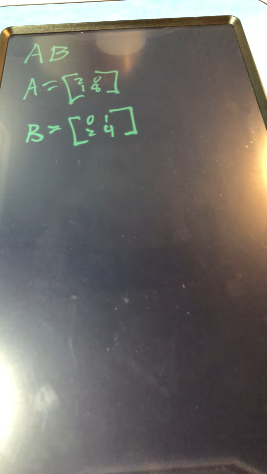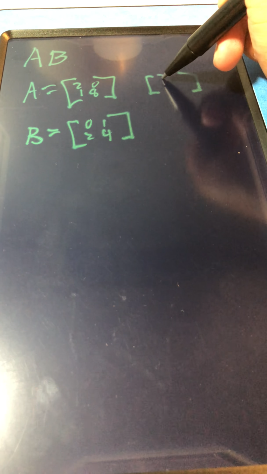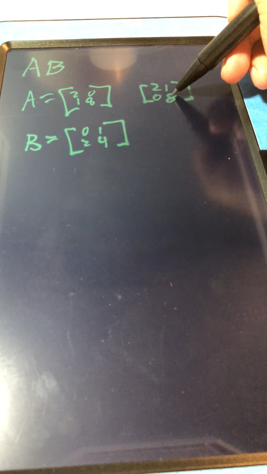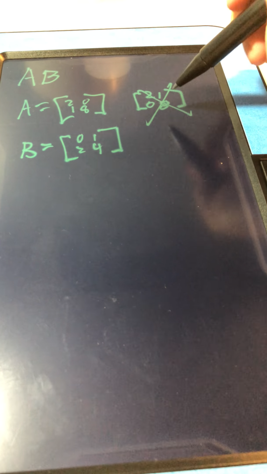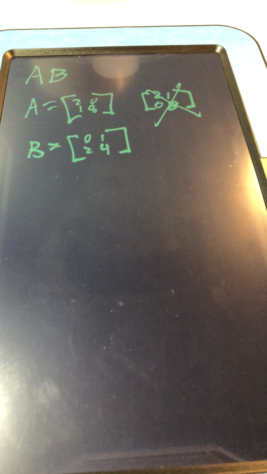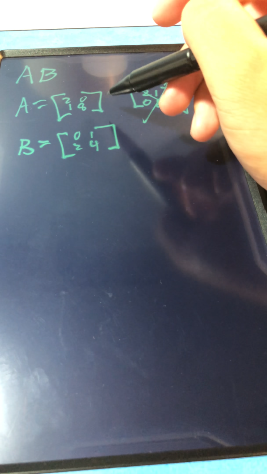You cannot change them. So you can't have, let's say, A equal to 2, 1, 0, 8, where you swap the 0 and 1. No, you can't have that. You can't do that. It will mess up your solution later on. You'll see why later. Now, how do we multiply these matrices?